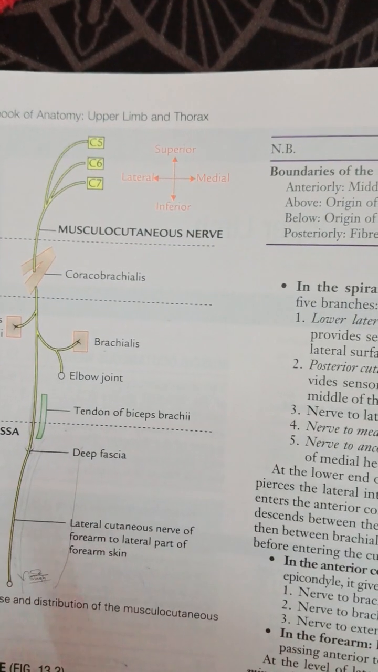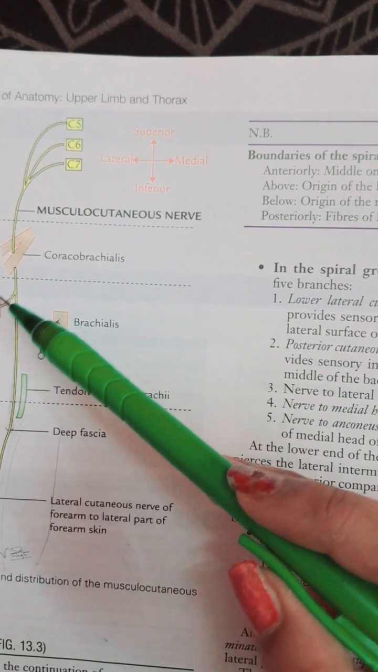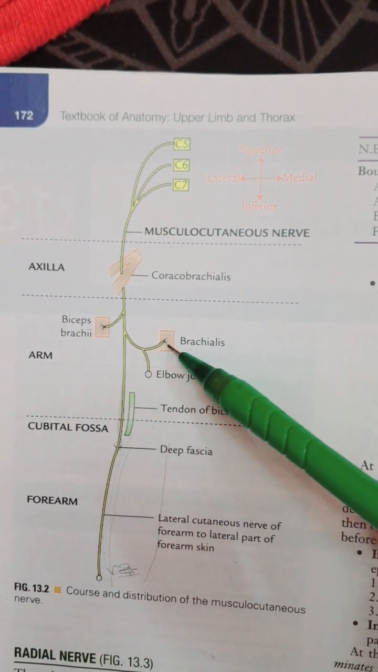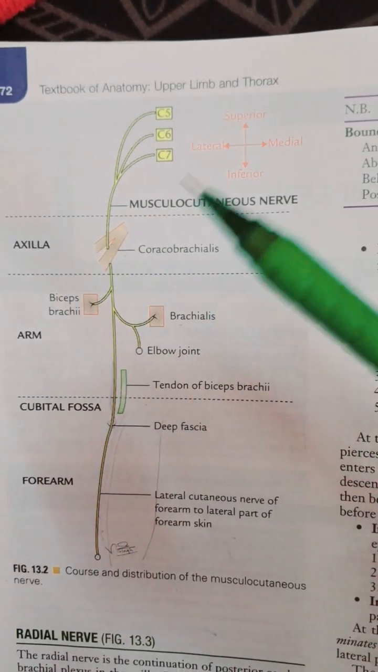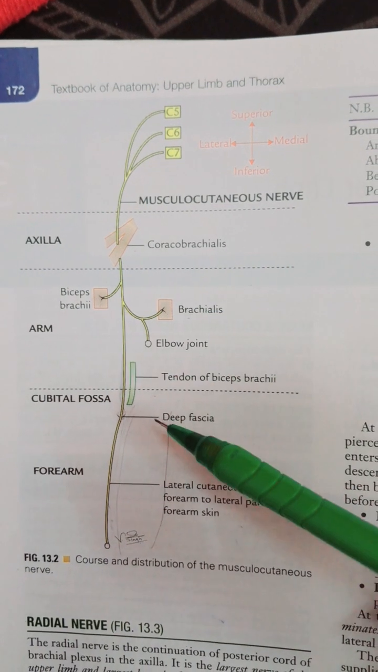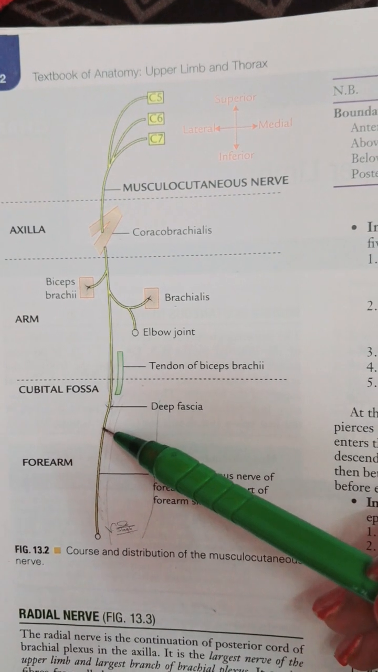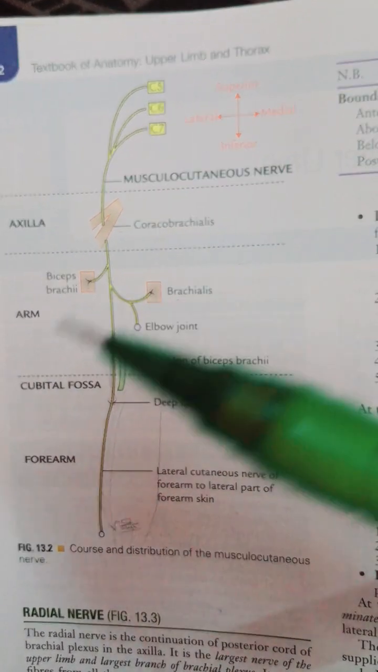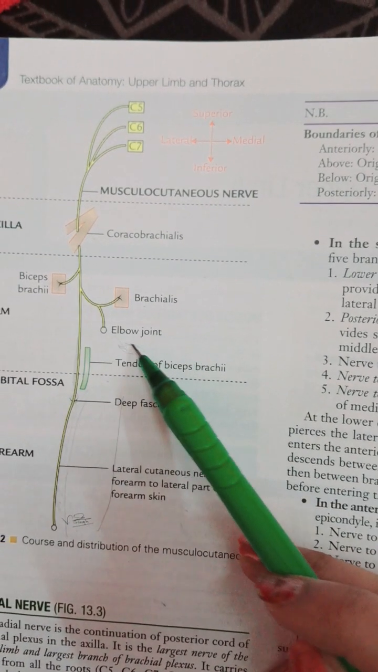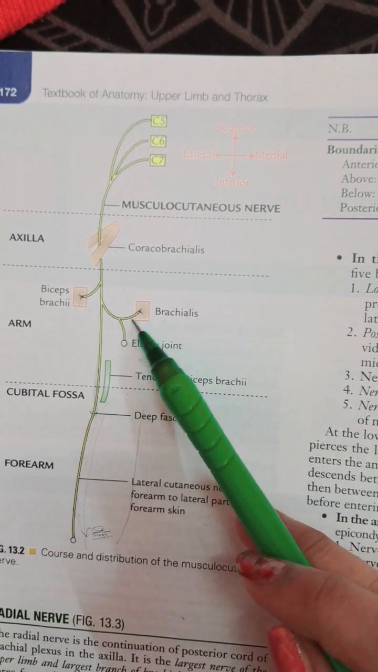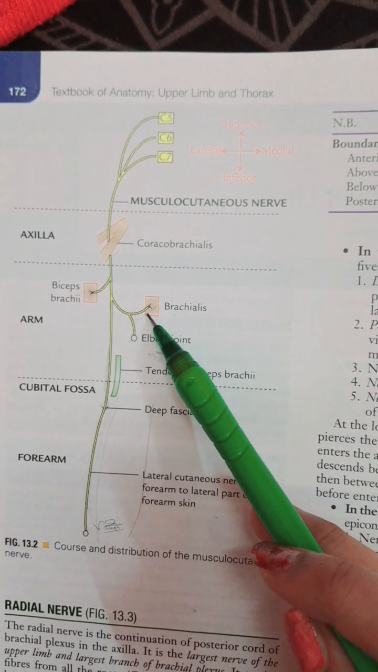So let us see its muscular branches. It gives 3 muscular branches, one to the coracobrachialis, one to biceps brachii and one to brachialis. So 3 muscular branches, coracobrachialis, biceps brachii and brachialis. And it gives one cutaneous branch, that is the lateral cutaneous branch of forearm, which supplies skin of the front and the lateral aspect of forearm up to the wrist. And it gives one articular branch to the elbow joint through its branch to brachialis muscle.